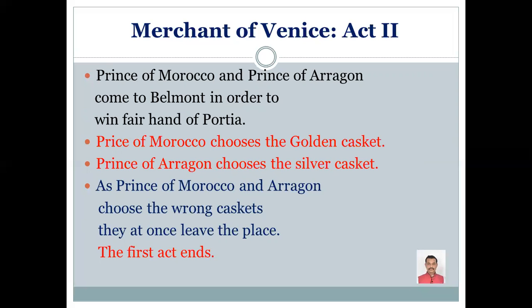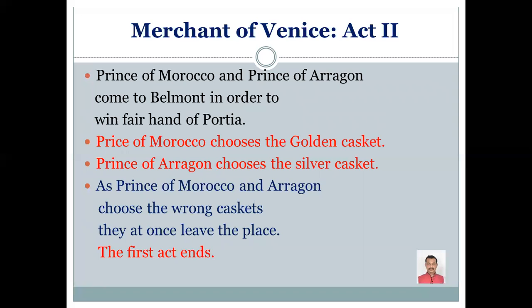of the play, we once again reach Belmont. Belmont is a place at which our heroine Portia is living. And at Portia's place, we find that many people from all the corners of the world are coming over there. They want to get married to Portia.